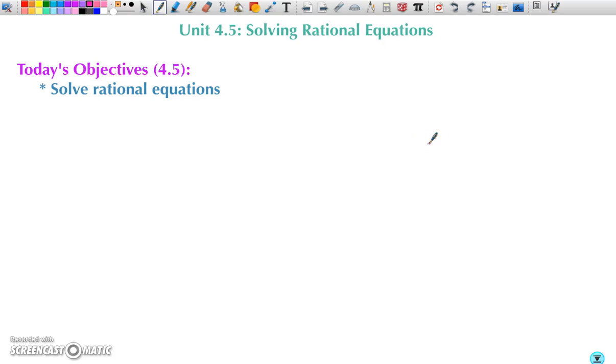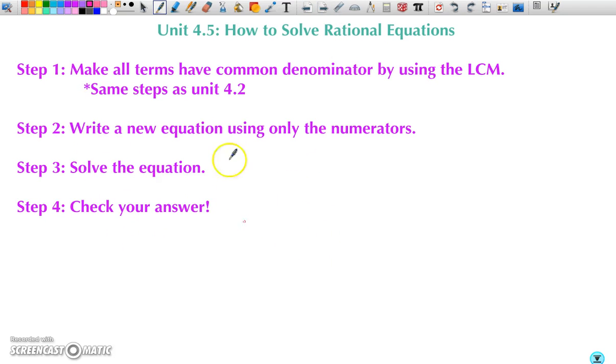This whole lesson is actually going to be a lot like 4.2, where we were just adding and subtracting rational functions or rational expressions, except that now they'll be set equal to something. So we have an equation. Your steps in how to solve these are the same as in 4.2: get your common denominator by finding your least common multiple. You want to write a new equation using only the numerator. So once your denominators match, you'll write the new equation, solve it, and then always check your answer.